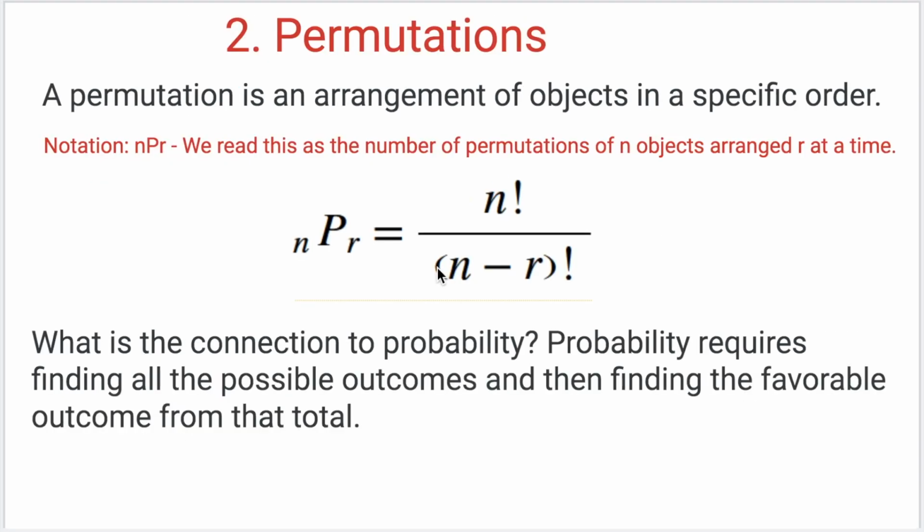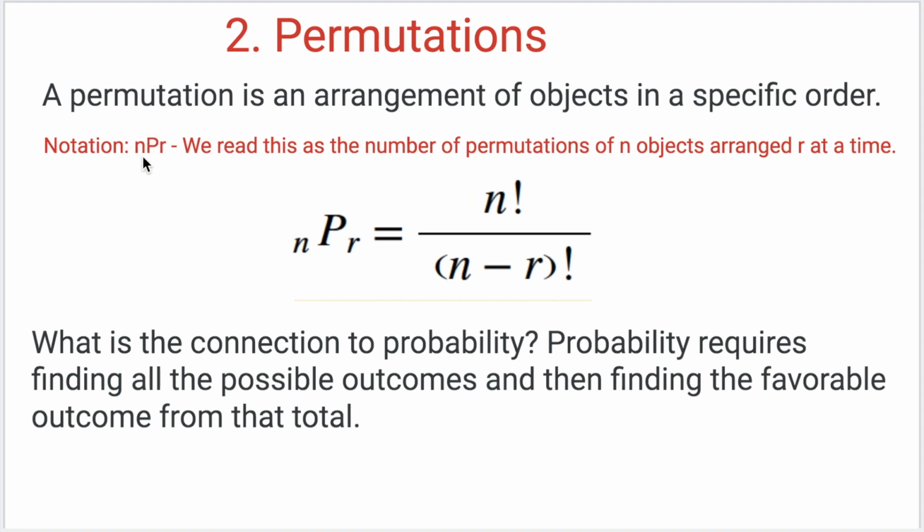So permutations, this is the next concept, and a permutation is an arrangement of objects in a specific order. And this is another way for us to be able to figure out what are all the possible outcomes that we can have in a particular scenario. There is a very specific notation that is used for permutations, and it's written nPr.